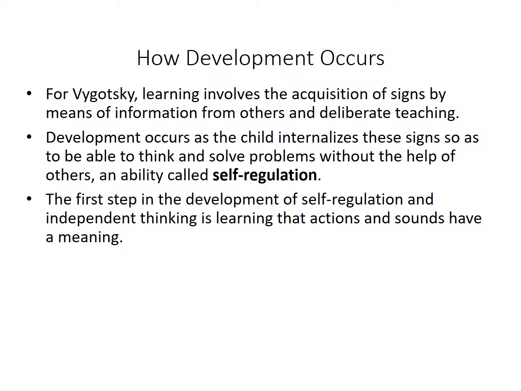For Vygotsky, learning involves the acquisition of signs by means of information from others and deliberate teaching. Development occurs as the child internalizes these signs, like the bye-bye, so as to be able to think and solve problems without the help of others, an ability called self-regulation. The first step in the development of self-regulation and independent thinking is learning that actions and sounds have meaning.